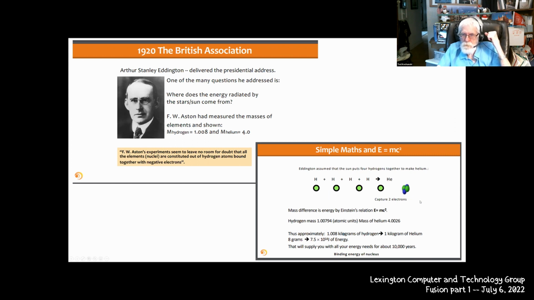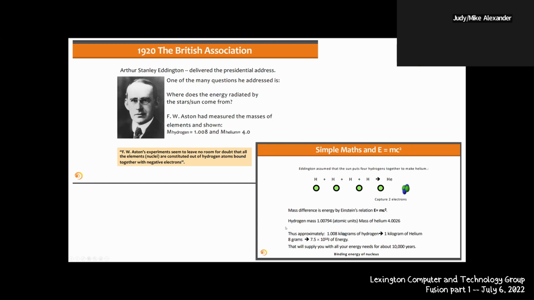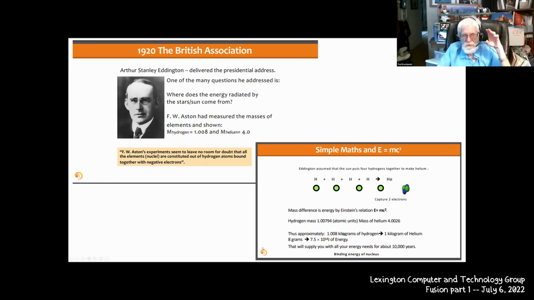Hydrogen gives you helium. And then, well, he didn't know about the positrons so much, but the positrons basically are captured to balance the equations. And when you do all that, you get this remarkable information. This is a presentation from Princeton Plasma Physics Laboratory. That's the little logo down there.